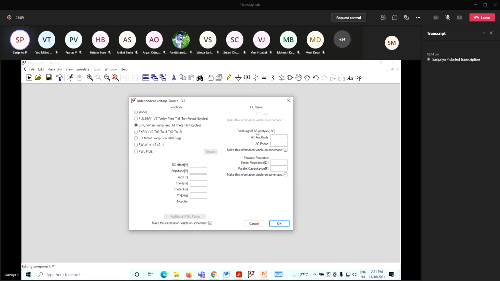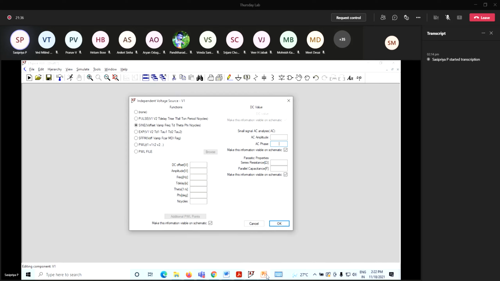When I want to go for AC analysis, I have to apply the sinusoidal signal values. Here I can write the offset voltage, amplitude, frequency, all these things, but those are applicable only when I go for transient analysis. Now when I want to do the simulation using AC analysis, I need to apply the amplitude and the phasor.